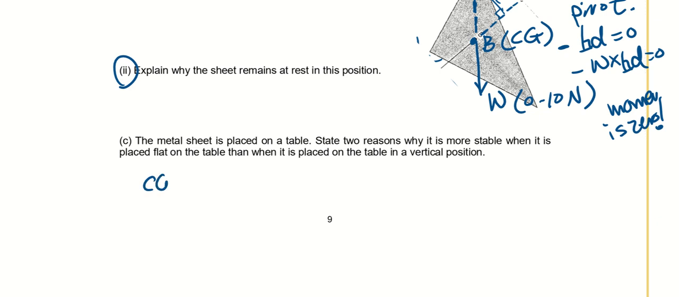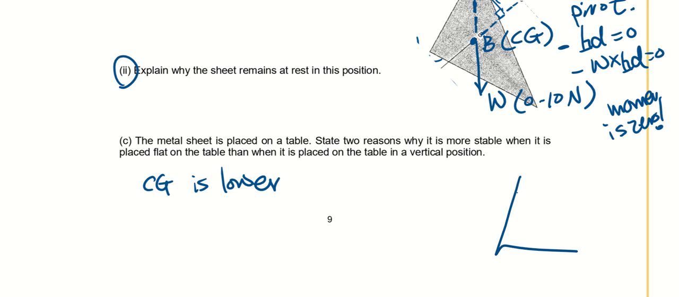So there will be no more turning effect. Okay, now the metal sheet is placed on a table, flat on a table. State 2 reasons why it's more stable when it's placed flat on a table than in a vertical position. Right, when something is lying down, it is more stable because the CG is lower.